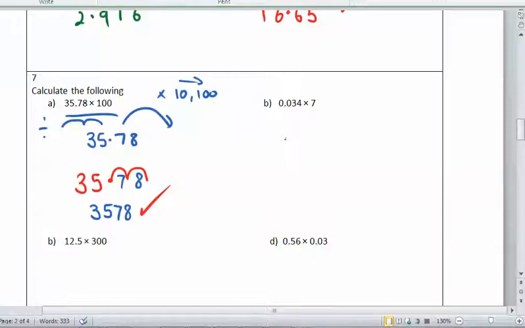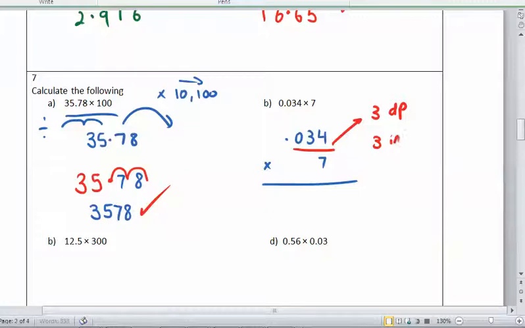Okay, over here, 0.034 times 7. Now, 0.034 times 7. How many decimal points do I have? 1, 2, 3. Remember when we're doing this, if we've got 3 decimal places here, then we need 3 in the answer. Whenever you're multiplying 2 decimals, if one has 2, one has 2, that's a total of 4 decimal places. Over here, we've got 3 times a whole number.